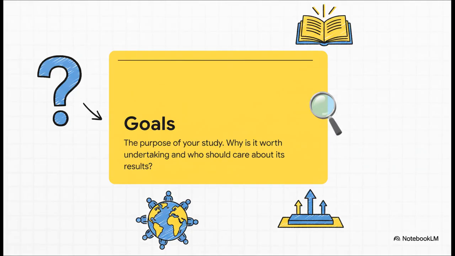First up, you've got your goals. This is the bedrock. This is your why. Not just what you're studying, but why you're studying it. Why does this research actually matter? And maybe most importantly, who is going to care about what you find? This is what justifies the entire project from the get-go.